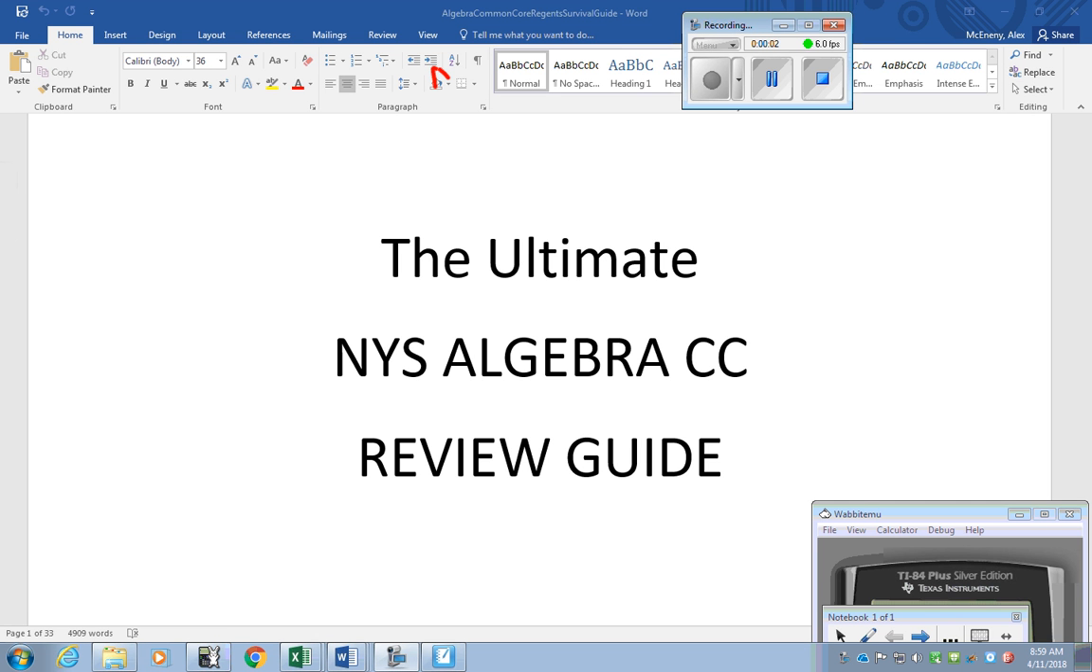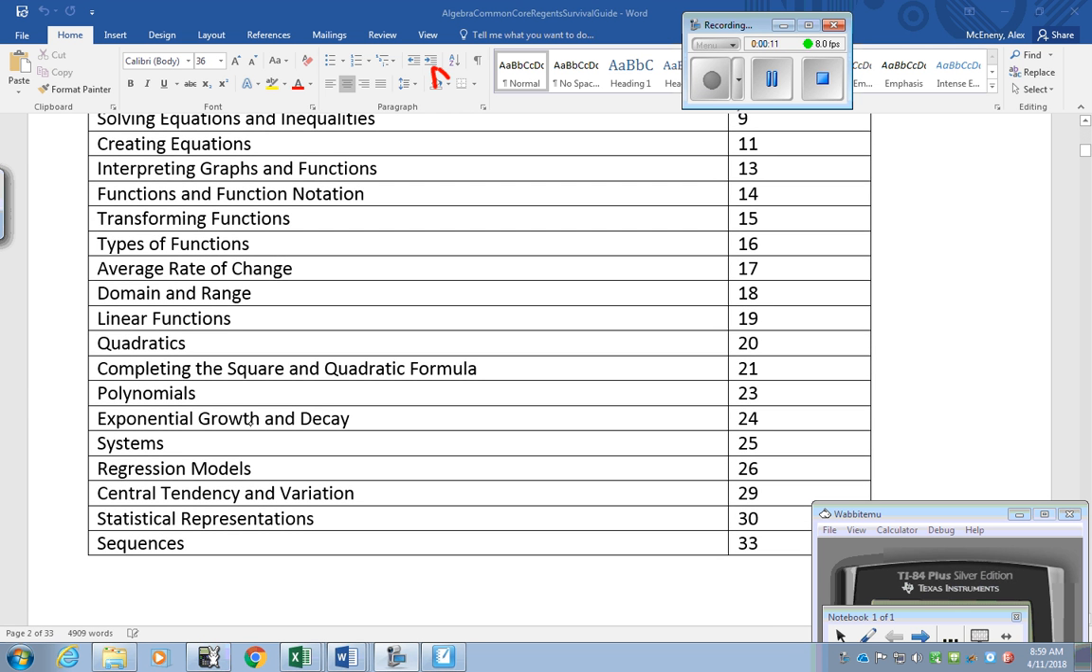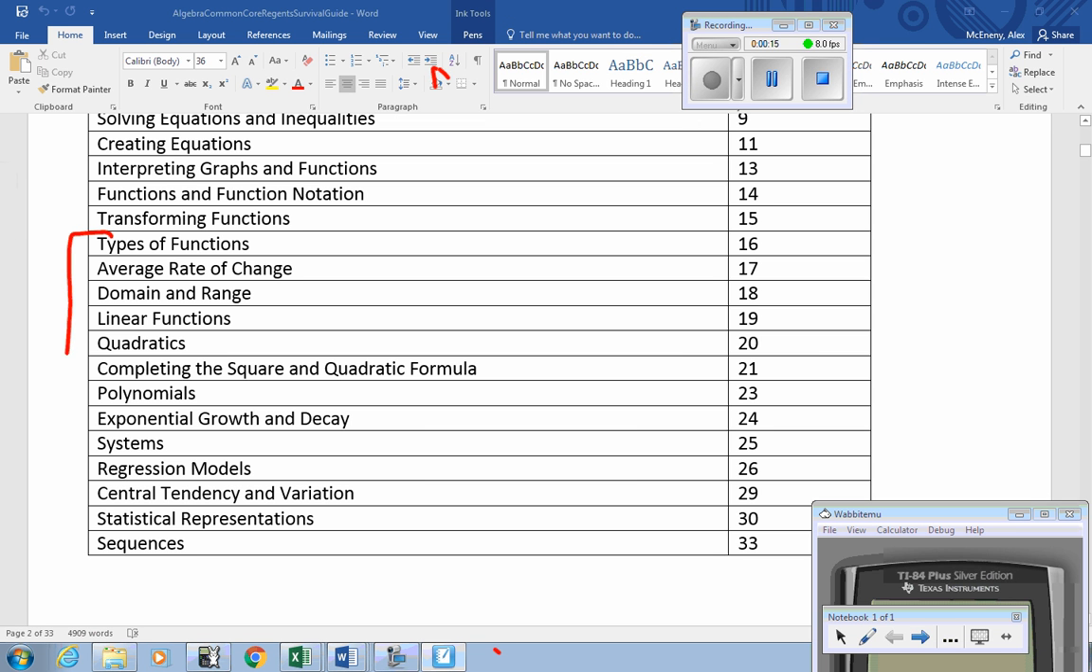Hey guys, we're going to look at the review guide. This is part 3, so in this video we're going to be focusing on pages 16 all the way down to 20 and 21. So we're going to go through types of functions, average rate of change, domain and range. We'll talk a little bit about linear functions and some quadratics. So I'm going to go ahead and pause this and skip down to page 16.